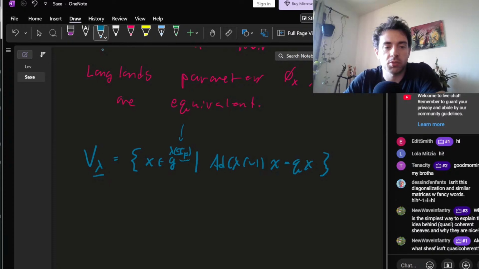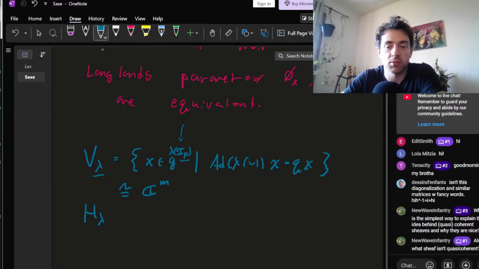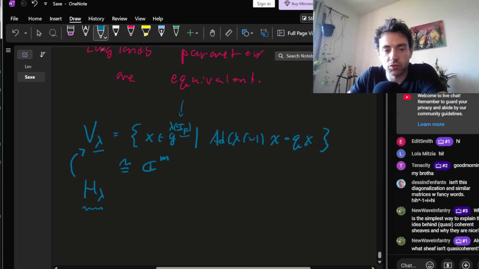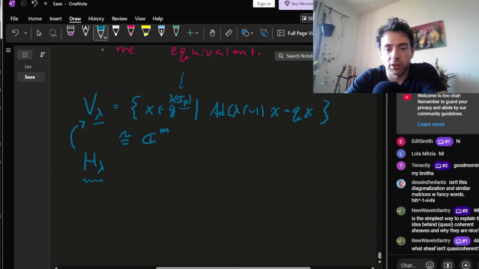So the points are parameterized by this, which, by the way, because this is just an eigenspace, is a vector space. So this will be isomorphic to C to the M for some M. So as a variety, it's very simple. But now you basically look at this group acting on here by conjugation. You basically do some linear algebra to look at the orbits that this breaks up into.